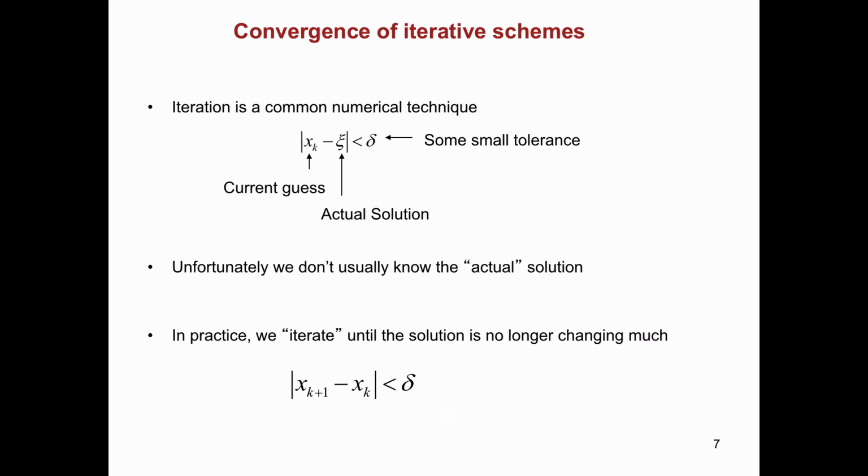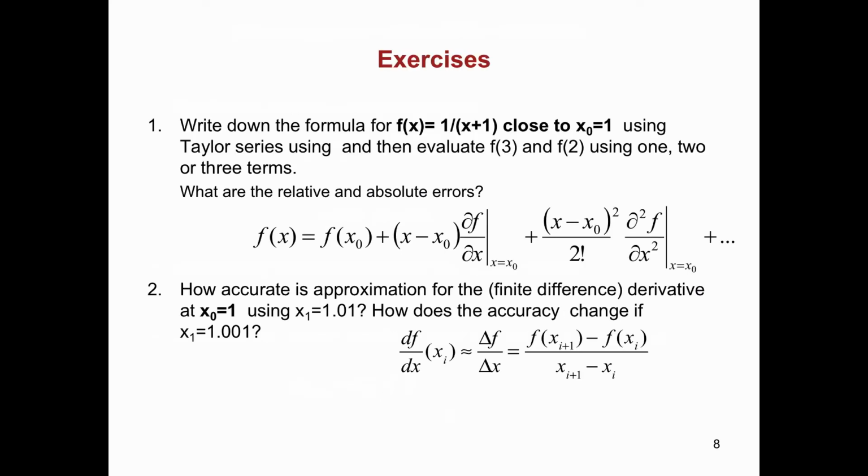And it's just the difference between the two steps that I'm making in the algorithm. Okay. All right. So let's do an exercise. Okay. Write down the formula. F of x is 1 over x plus 1.